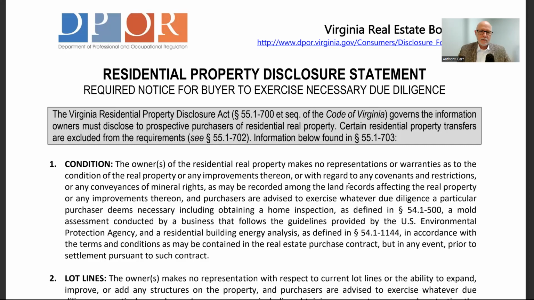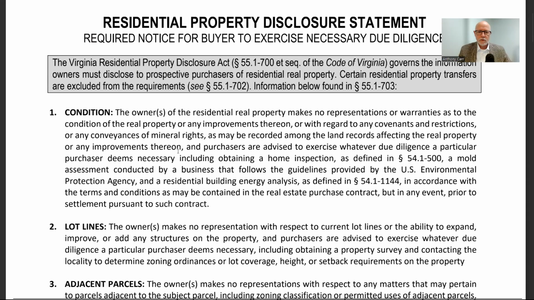But this is what the disclosure statement is about. First of all, it's about the condition. The owners of the residential real property makes no representations or warranties as to the condition of the real property or any improvements thereon. Now, let me stop right here. That is going to be the opening statement on almost every single one of these paragraphs.